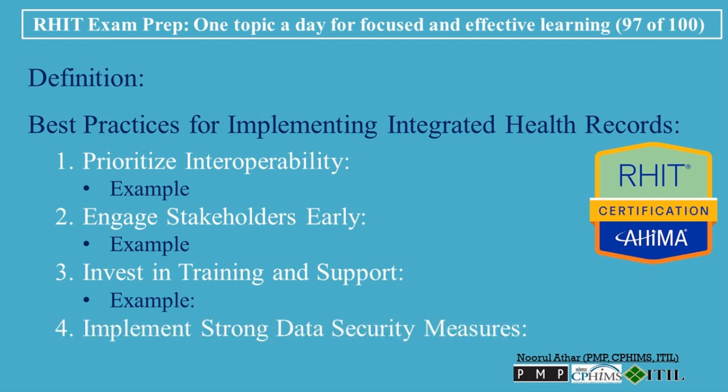4. Implement strong data security measures. Ensuring the privacy and security of patient data is critical for integrated health records. Healthcare organizations should implement strong encryption, access controls, and audit trails to protect patient information from unauthorized access and breaches.